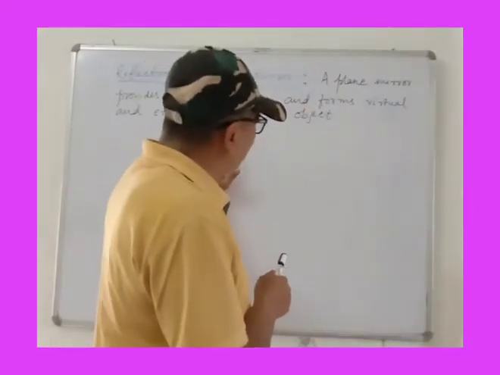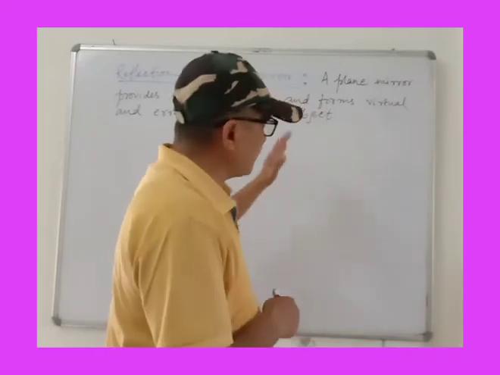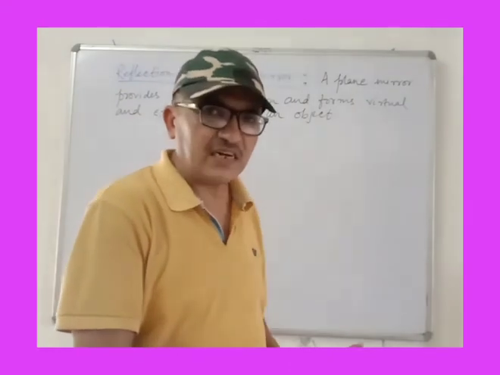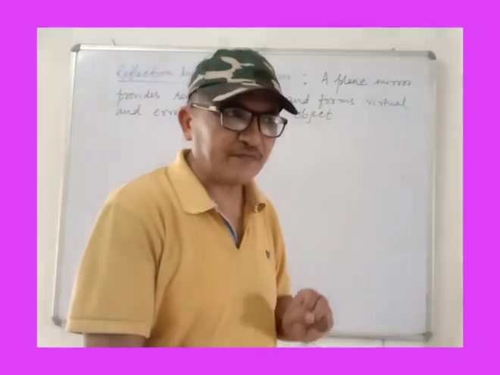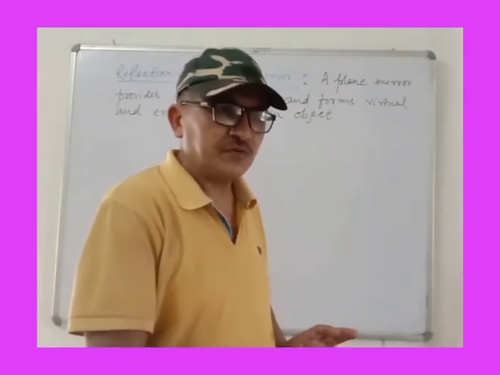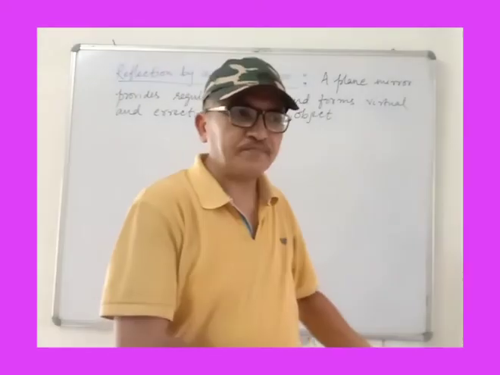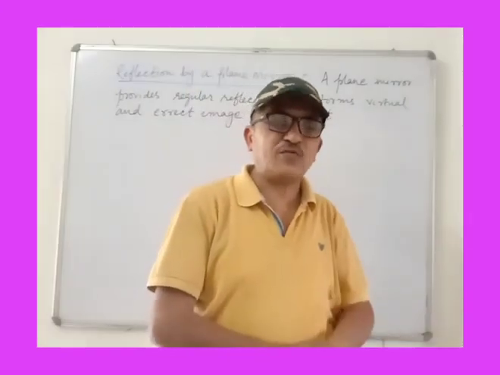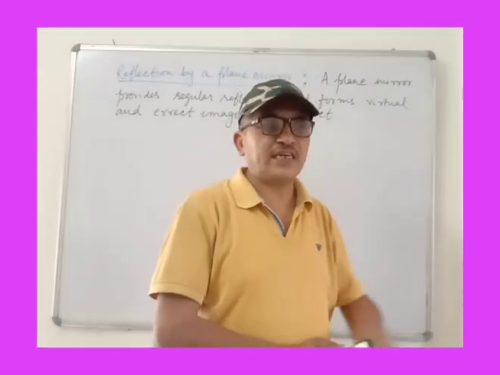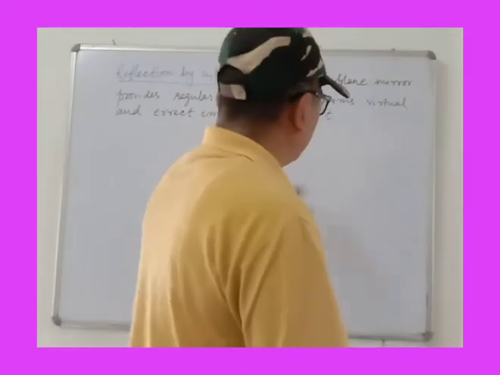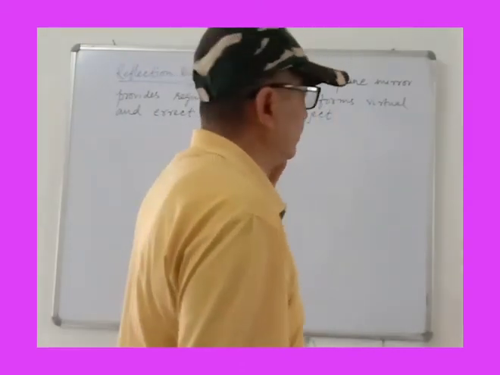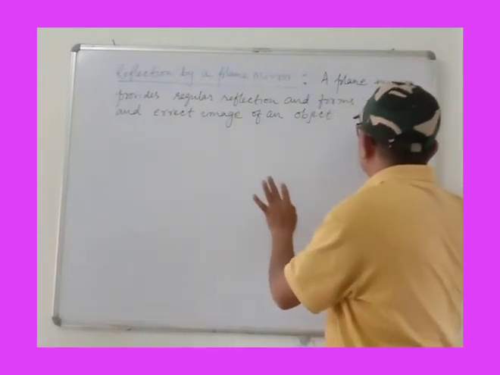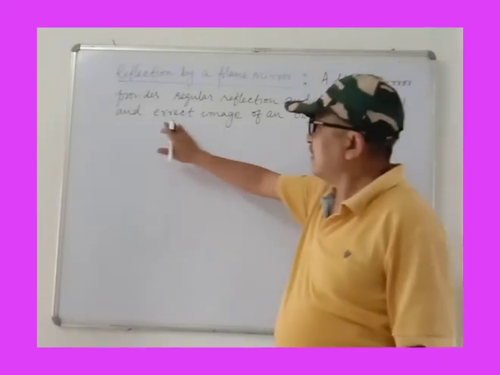Now the image that you can see in a plane mirror, when you see yourself, is it real image? Can you take its photograph? No. Can you touch it? No. If you really go behind the mirror, can you see your own image? No. It's virtual. It cannot be photographed. It cannot be taken into the film. That is virtual, means not real. And if it is virtual, then it's always erect.